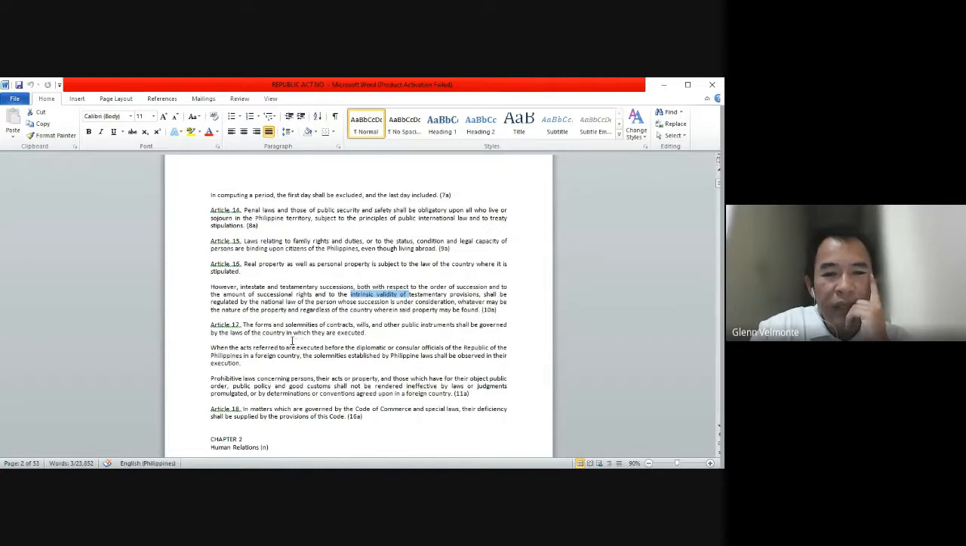Now, Article 17: the forms and solemnities of contracts, wills, and other public instruments shall be governed by the laws of the country in which they are executed. What does that mean? The forms, the appearance of the contract, and who are those who will sign to make it valid. The wills, what do you mean by wills? The passing of a certain property.